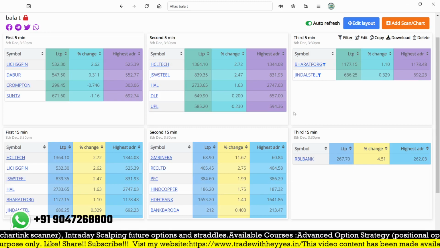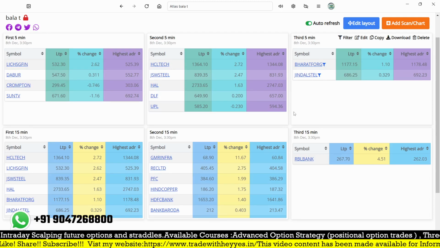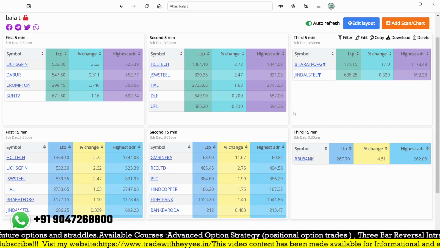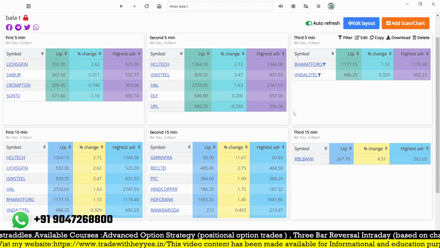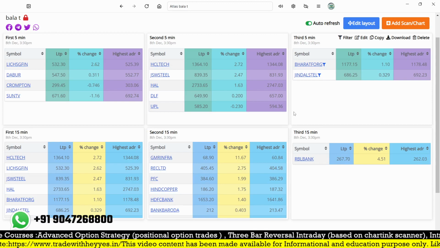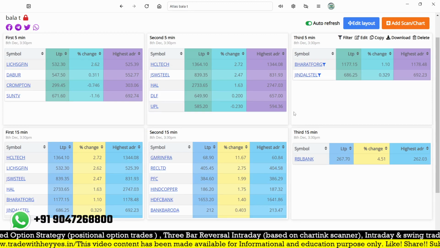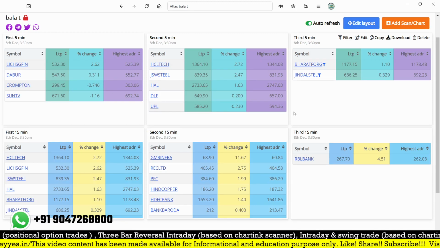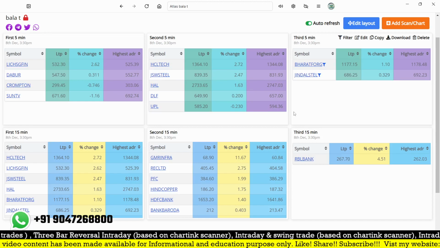It went from 2 rupees up to almost 7 plus. Such an opportunity we can find. In RBL Bank, the third 15 minutes candle which is happening was giving such a good move. This is a buying dashboard, and what we have seen previously is a selling dashboard.